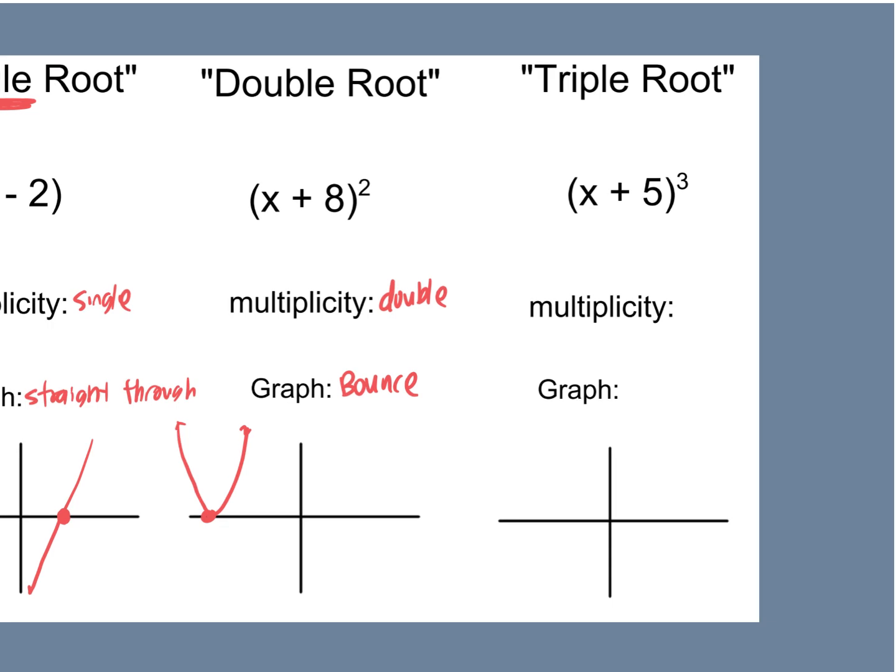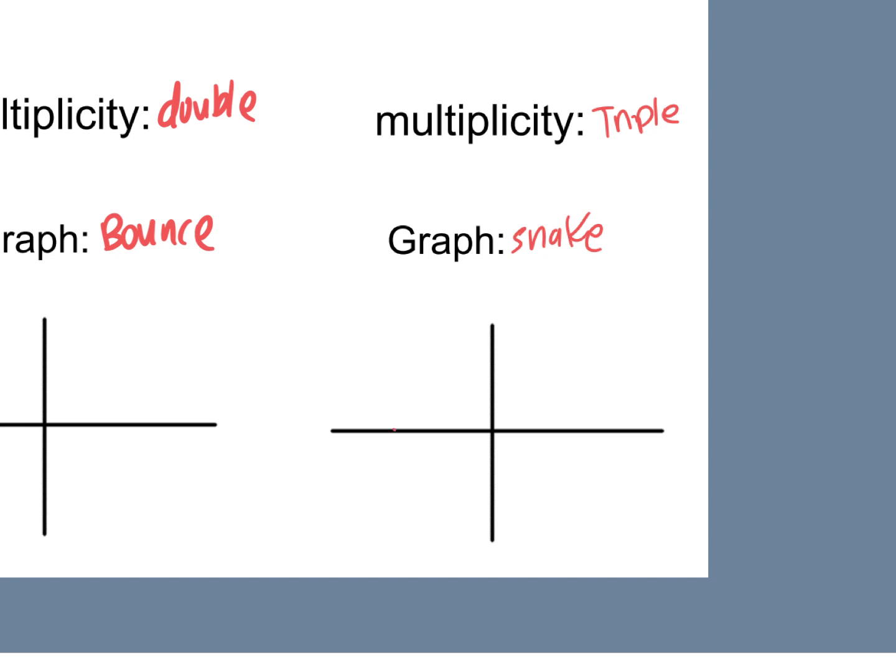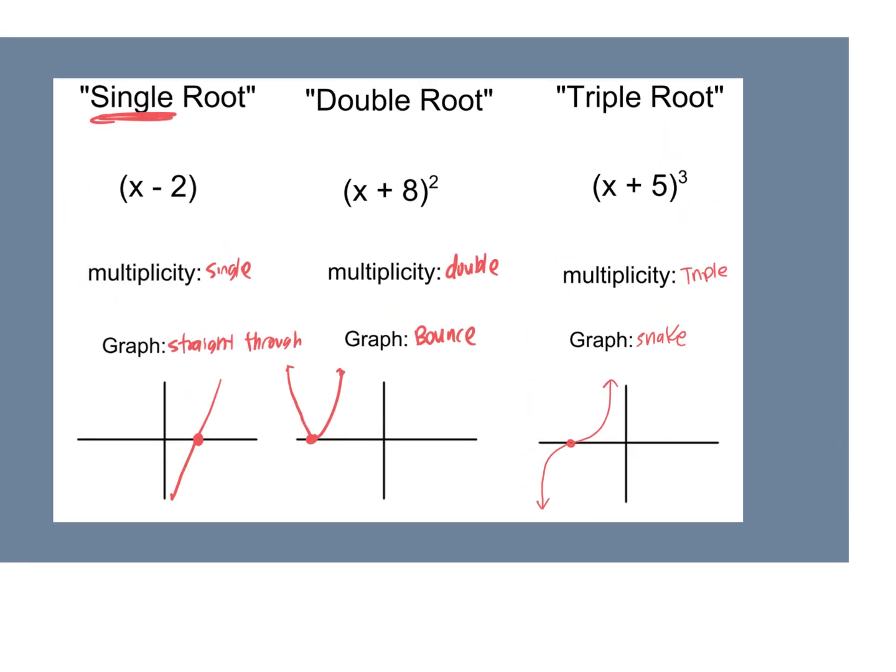Now this last one we're going to call a triple. So we have x plus 5 to the third power. So the multiplicity we're going to consider as a triple, and the graph of it, I'm going to call this a snake. It's going to snake through kind of like a cubic graph. So if we go left 5 units, we're going to approach that, but not go straight through it. It's kind of like winding through that point.